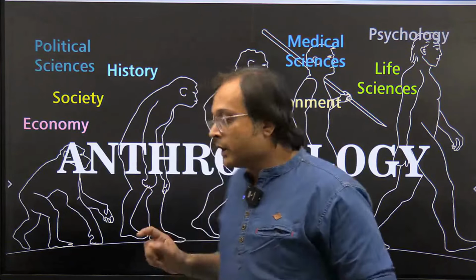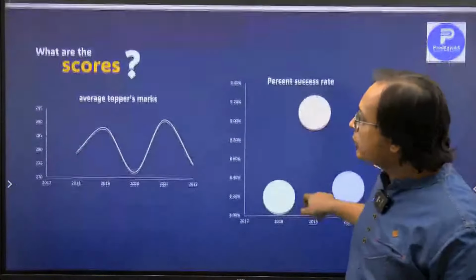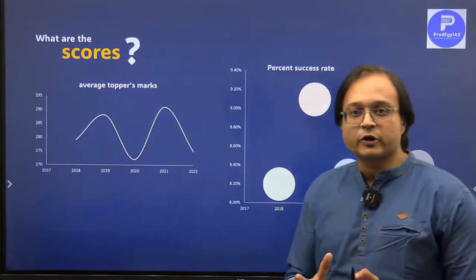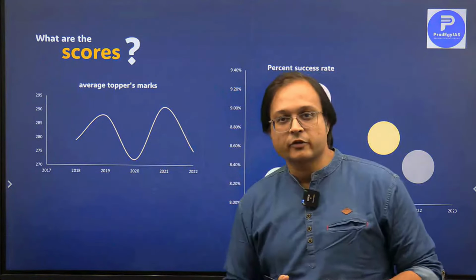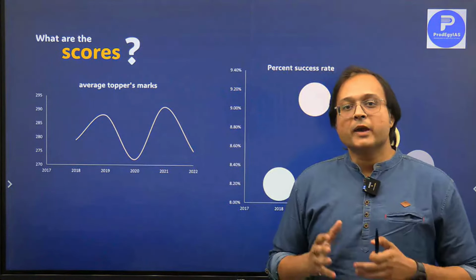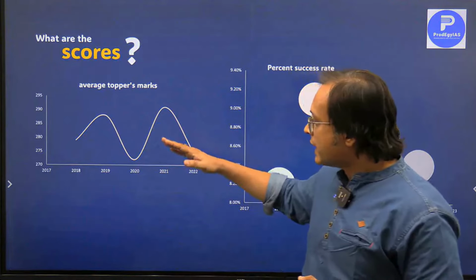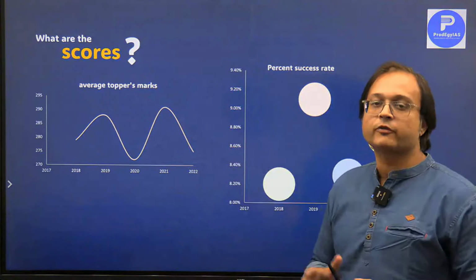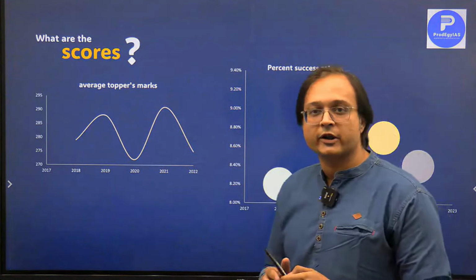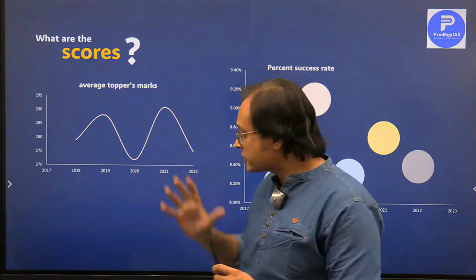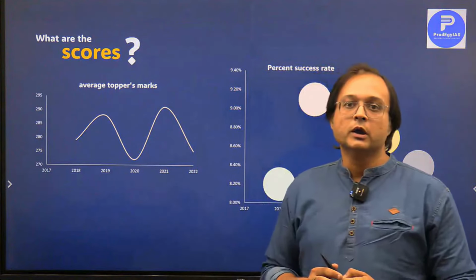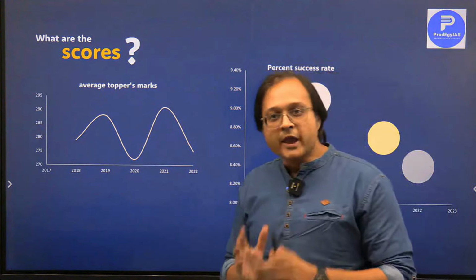Now, when we understand why anthropology is being sought after these days, look up to the scores that the toppers have gotten. The average score of anthropology toppers has been between 275 to 290 and much above that also. This is just an average score which has been spoken of. So it is a highly scoring optional also.